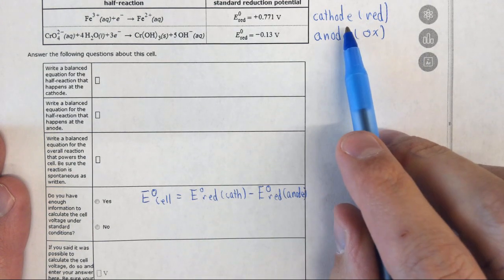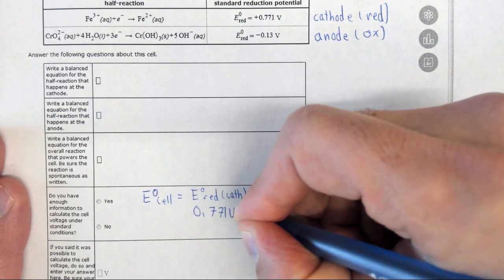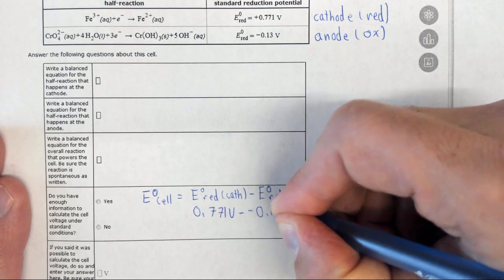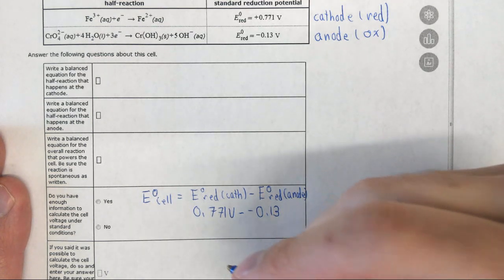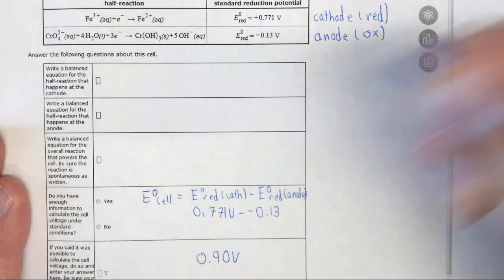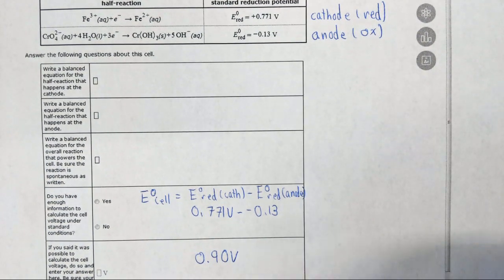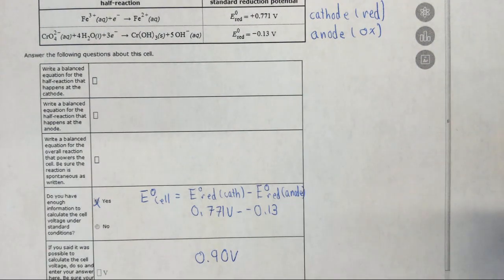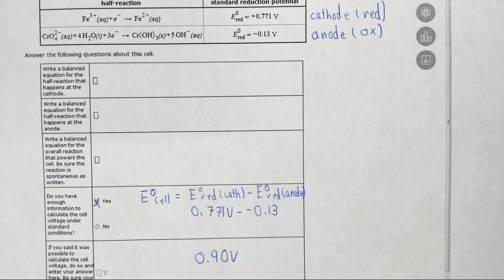So we can plug these in now. We can plug in 0.771 volts minus negative 0.13 volts, and to two decimal places we get that the potential for this cell is 0.90 volts. So that allows us to figure out the end of this, and of course yes is the answer, because it is possible to determine that, so then we actually determined it as 0.90 volts.